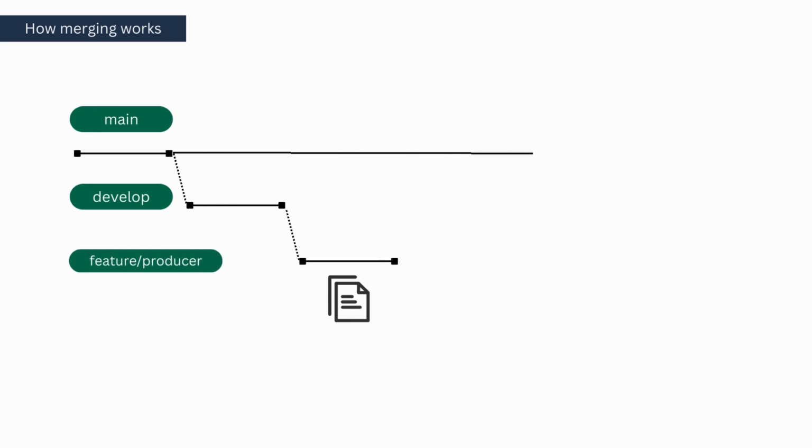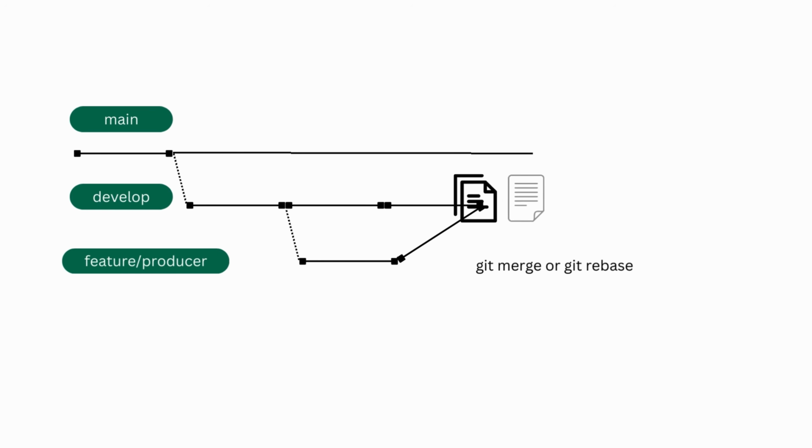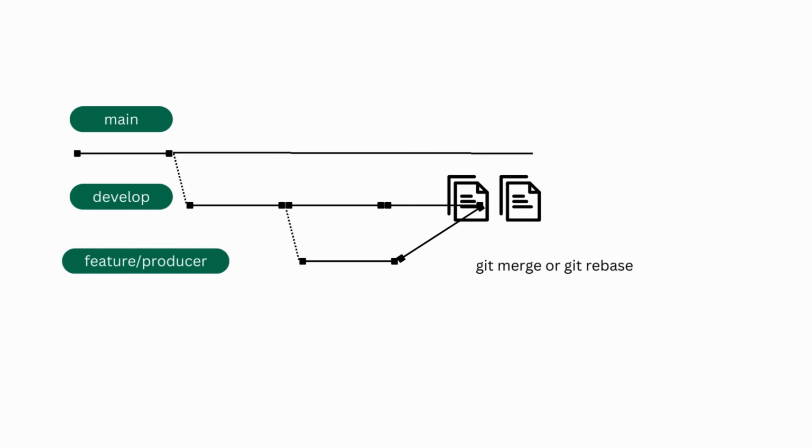We can use either git merge or git rebase to sync feature branch changes to the develop branch. If the changed files are different in the feature branch and the develop branch, then there will be no conflict and the merge will be successful. But if the same file has been changed in both the feature branch and the develop branch, then there will be a conflict and the merge cannot happen unless the conflict is manually resolved.